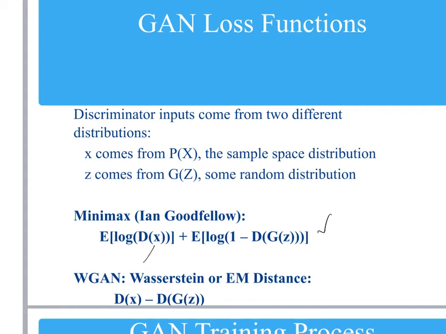Here, D(x) is the output of the discriminator. There are two components, two expected values taken here. In the first case, the discriminator is trying to maximize this value, the expected value of log D(x). On the other hand, the generator is trying to minimize the expected value of log(1 - D(G(z))). Remember, G(z) is the output of the generator that goes into the discriminator.